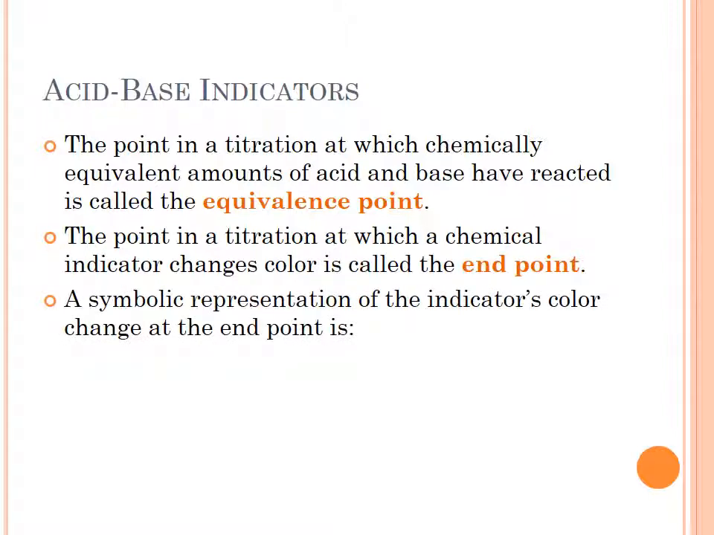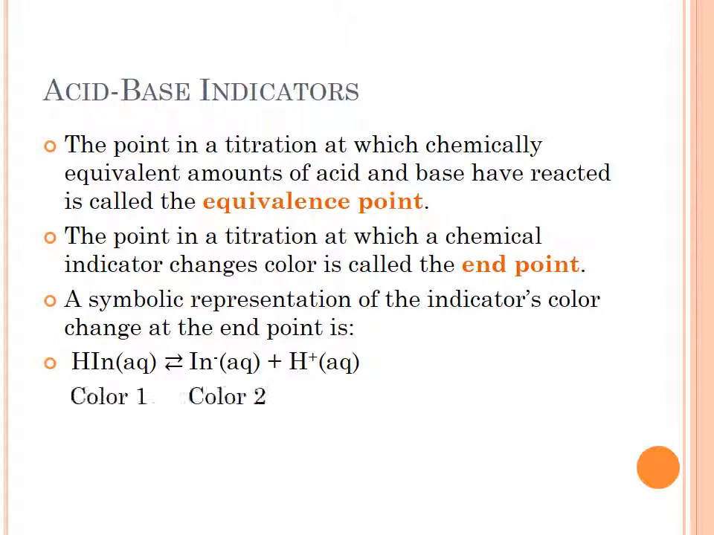A symbolic representation of a generic indicator as it reaches the endpoint would be treating the indicator as if it were a weak acid, which many are. And so you've got HIn, the indicator with hydrogen, on one side in equilibrium with the indicator anion and H+. What makes it a good indicator is that it changes color. For example, the indicator with the hydrogen attached on the left hand side of the reaction would be color 1, where on the other side it would be color 2, and so when it goes from color 1 to color 2, we know that the titration's over and we stop adding stuff.